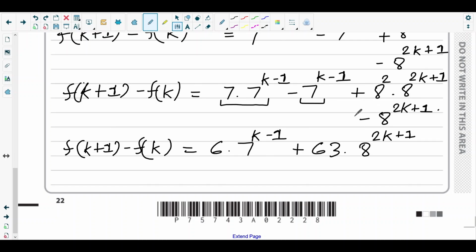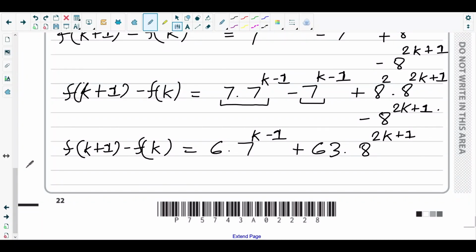Okay, now we got the equation for the difference of f of k plus 1 and f of k. So basically we have to represent this subtraction in terms of f of k. So why do we need to do this? Because this is the induction process.